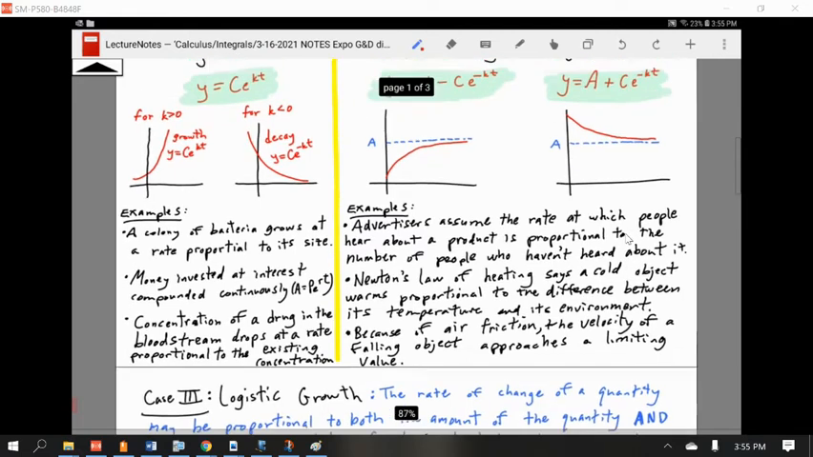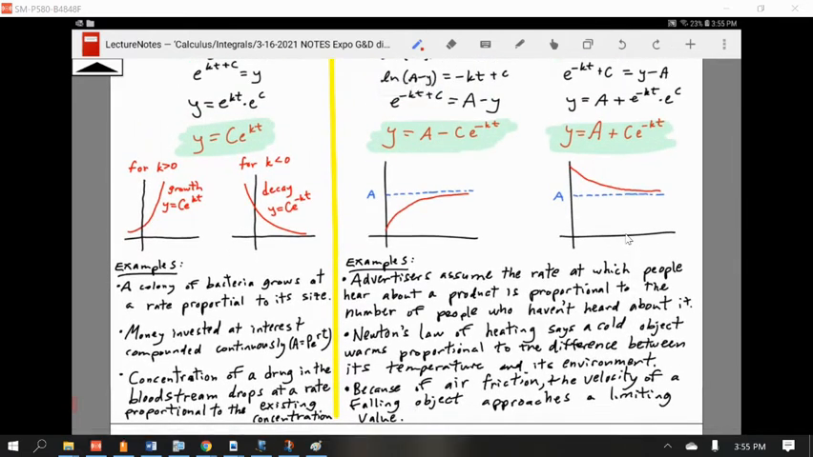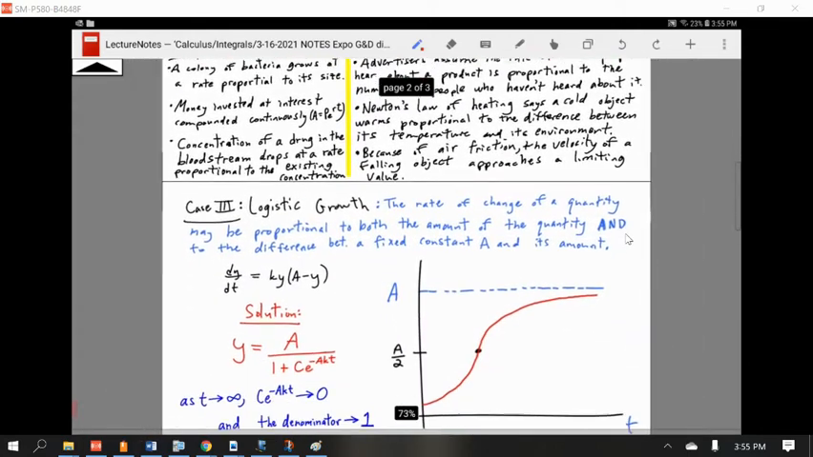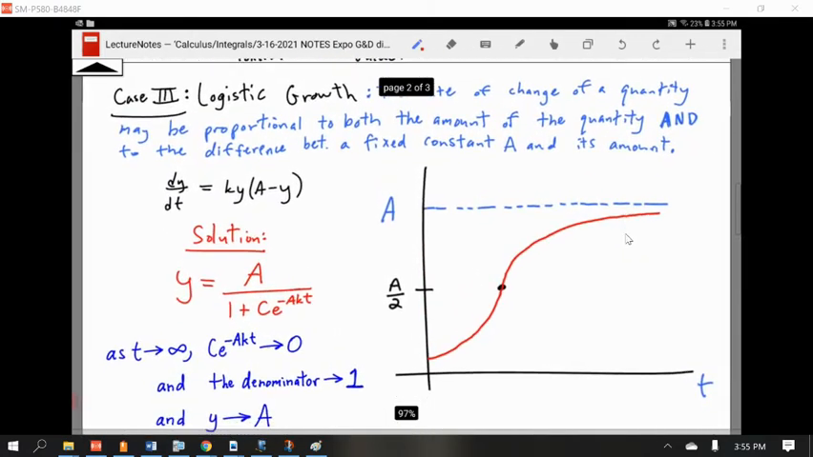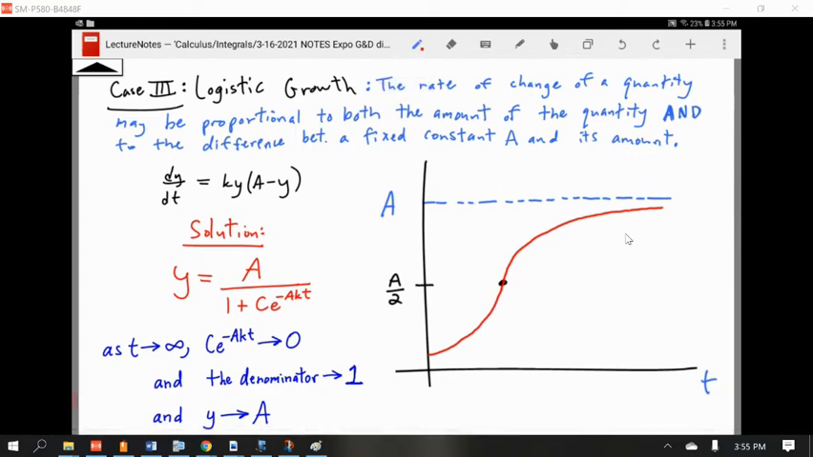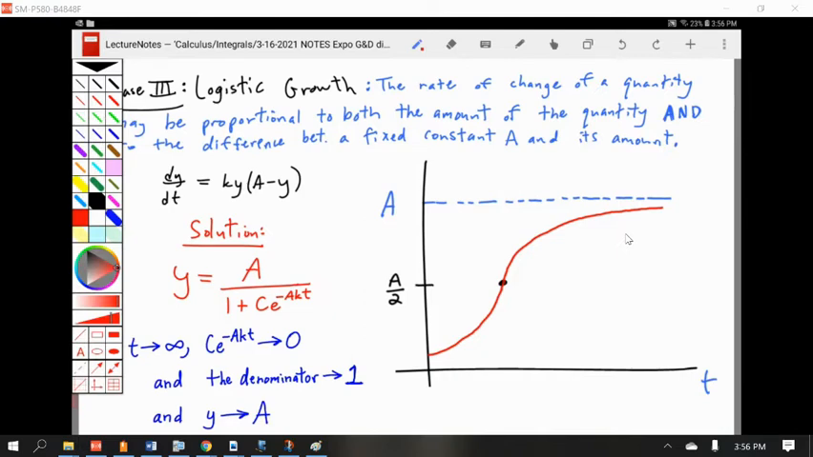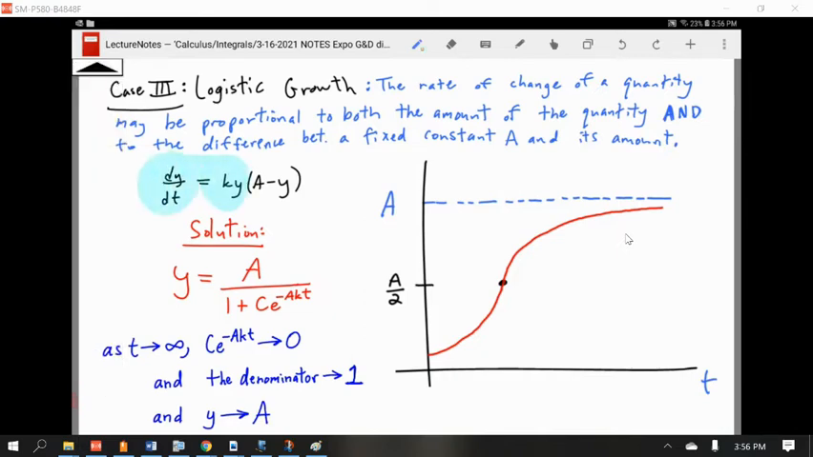An S curve is when you put 1 plus 2 together. What is 1 plus 2? 1 plus 2 is 3. So case 3 is: the rate of change of a quantity is proportional to both the amount and the difference between the amount and a fixed constant. It's both case 1 and case 2. Notice it's dy/dt equals k times y times (A minus y). This is what is meant in Mr. Clements' class by an S curve, and it kind of looks like an S.